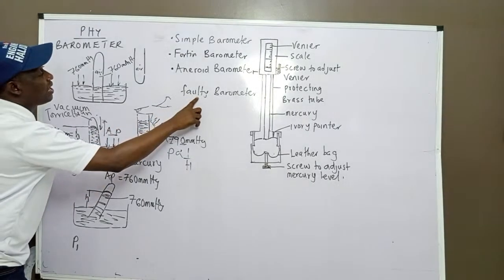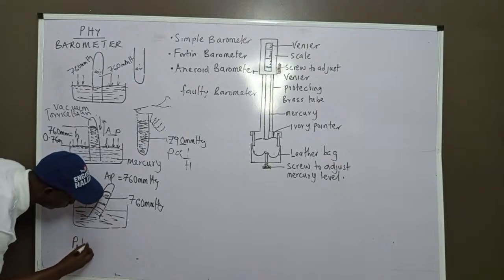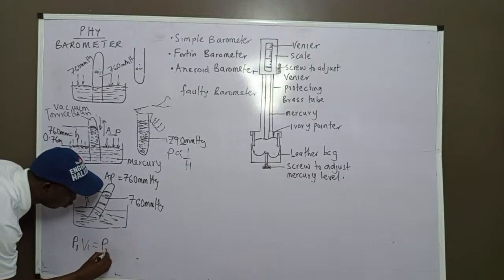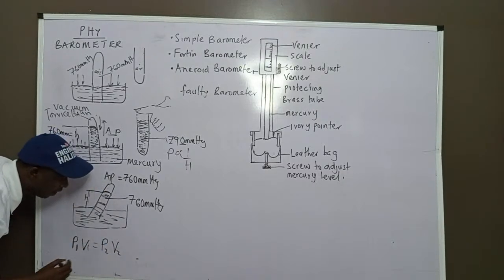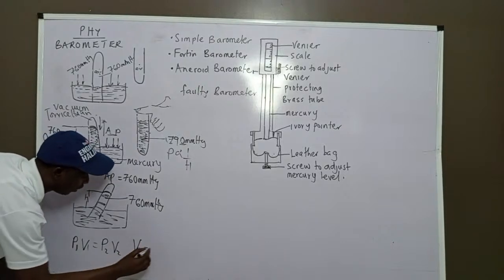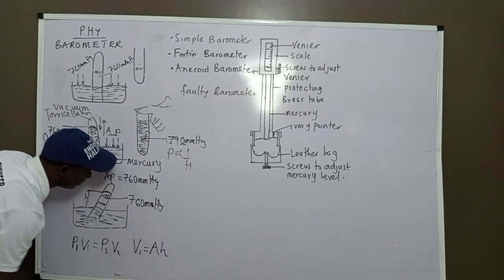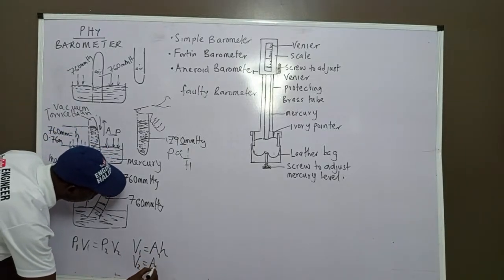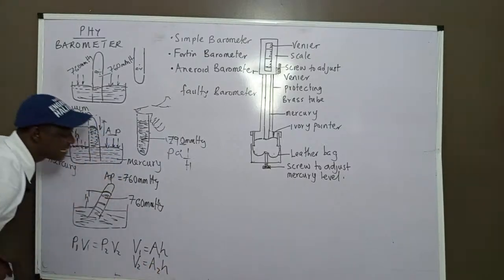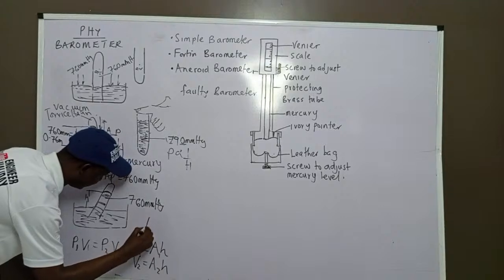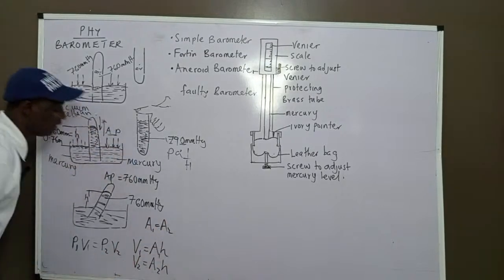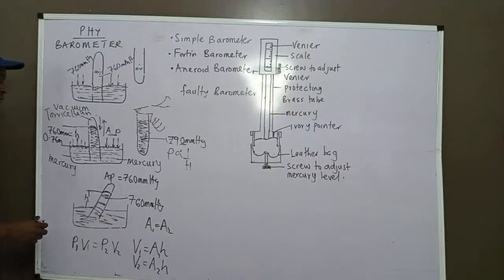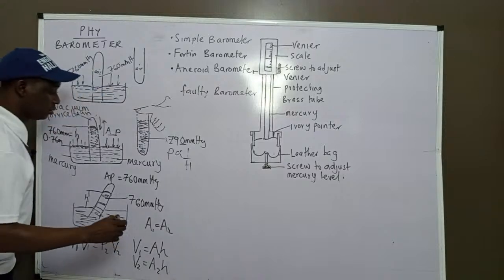Only in a faulty barometer can you have P1V1 equal to P2V2. Now V1 is equal to area times height, A1 times height, then V2 is equal to A2 times height. Because we are using the same tube, we will not change it, so A1 is equal to A2. So that one is noted. Then what is P1? P1 will be given in the question.